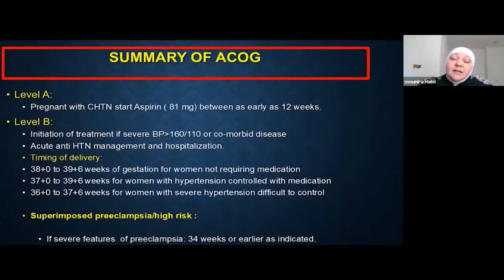That means, in summary, the American College of OBGYN published in 2019, level 1: pregnant patients should start aspirin as early as 12 weeks. Level B evidence is that initiation of treatment should be considered, especially if the patient has severe blood pressure more than 160/110, or with comorbid disease, whether mild or severe hypertension. Acute antihypertensive management protocols have been mentioned and also require hospitalization to stabilize, and timing of delivery, as I discussed briefly, that is what's recommended.